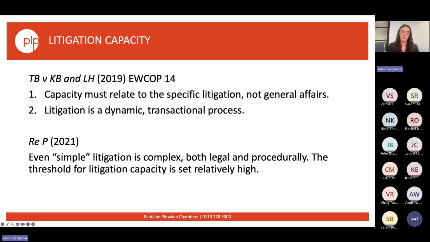Now, in the case of Re P, the court was quite direct about the realities of litigation, and said that even simple litigation can be legally and procedurally quite complex. And it confirmed that the threshold for litigation capacity is relatively high. So again, when it comes back to understanding, taking everything into account, I think it's important to keep in mind that it is a relatively high threshold. It requires not in-depth understanding, but perhaps a deeper understanding than superficial legal complexes, and how that applies to that individual case.